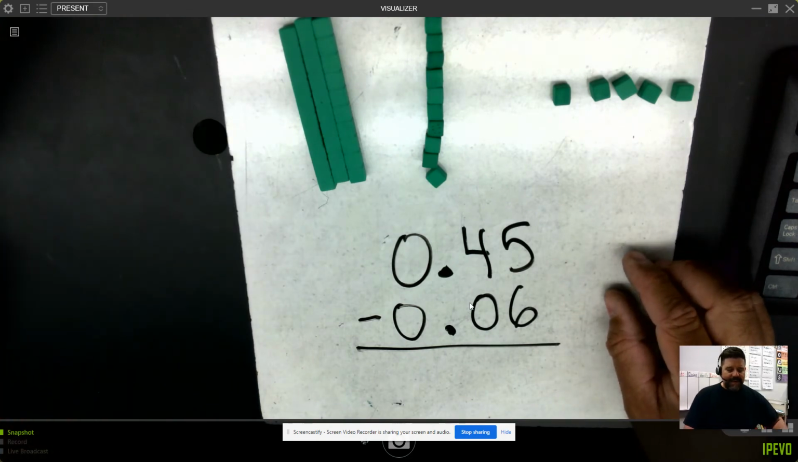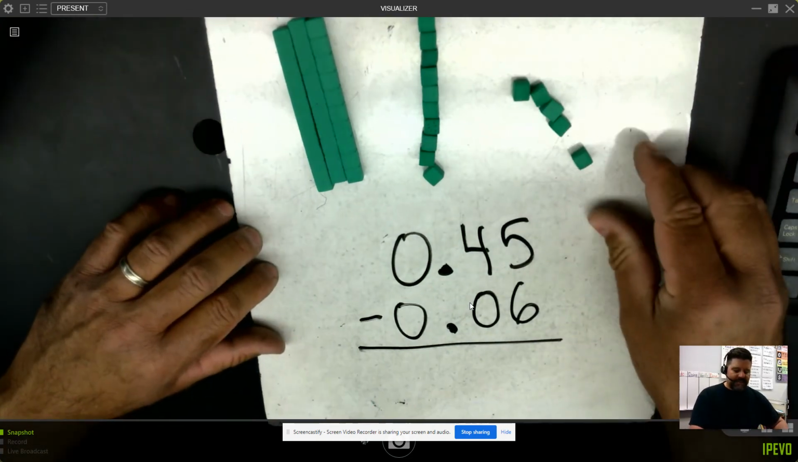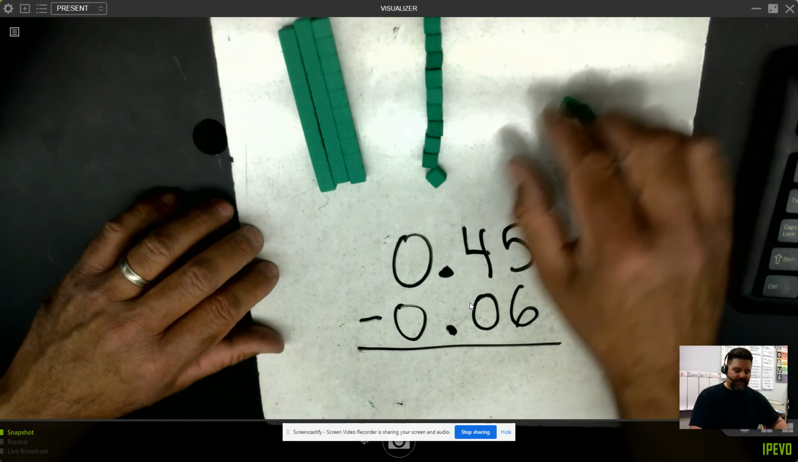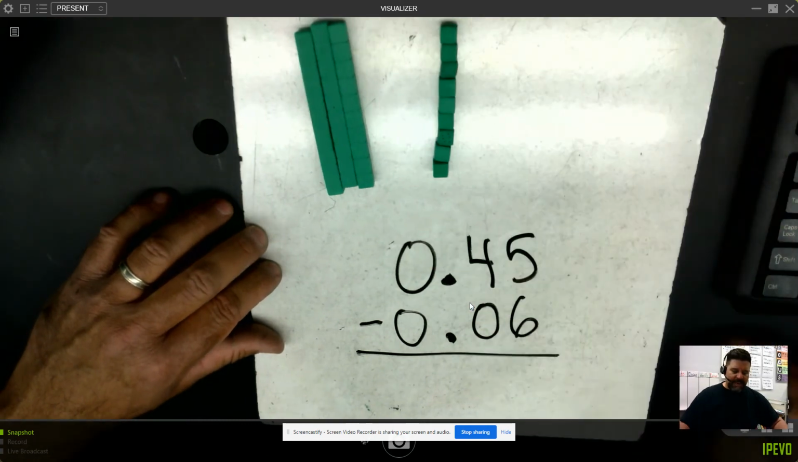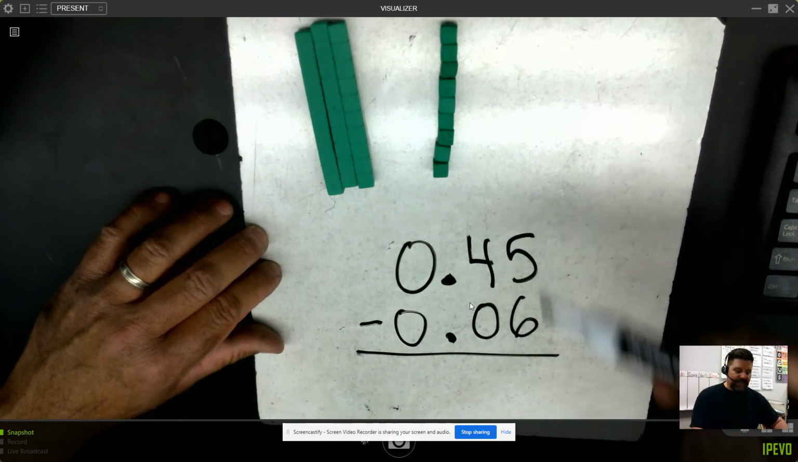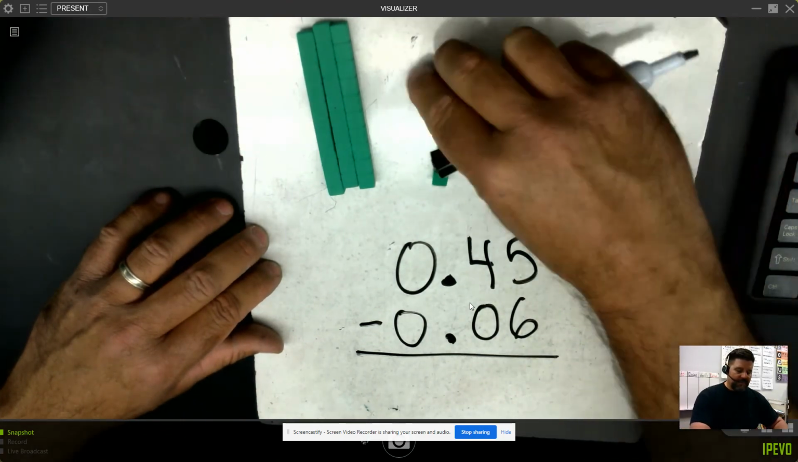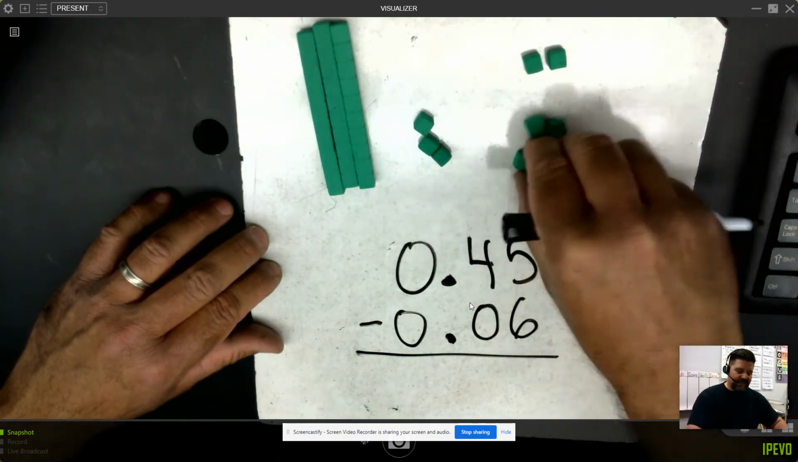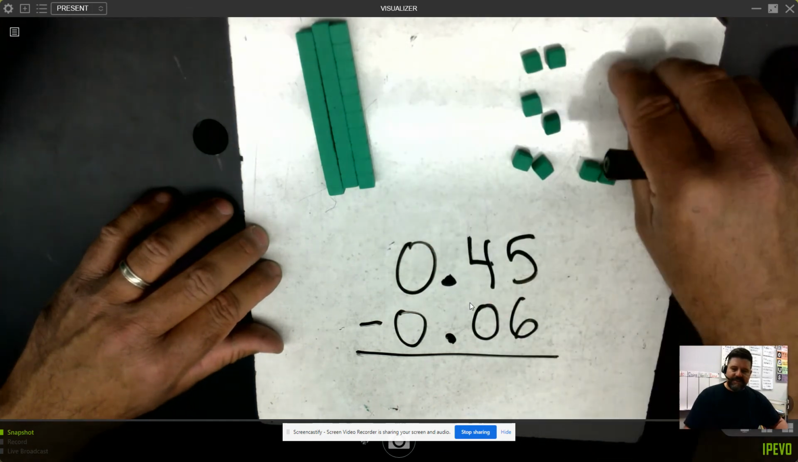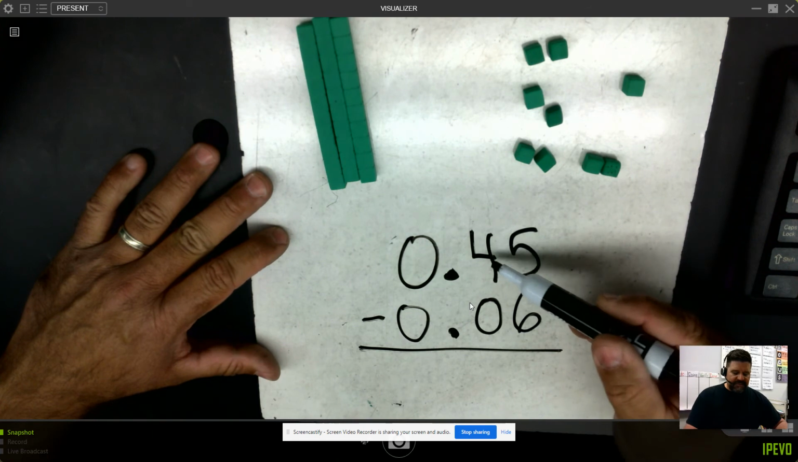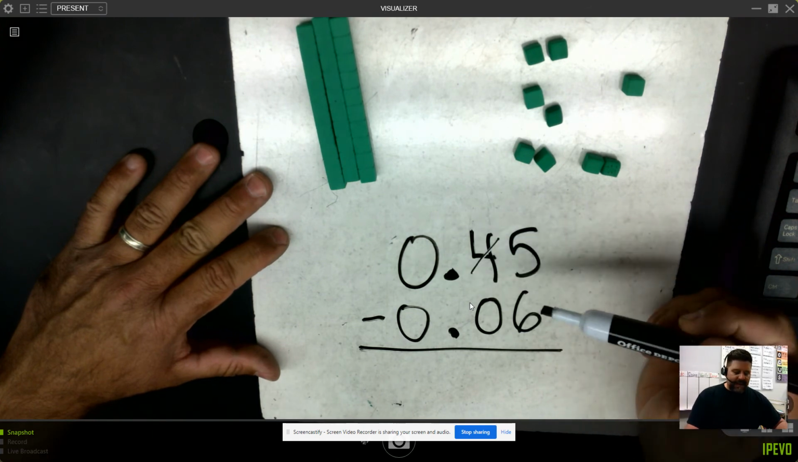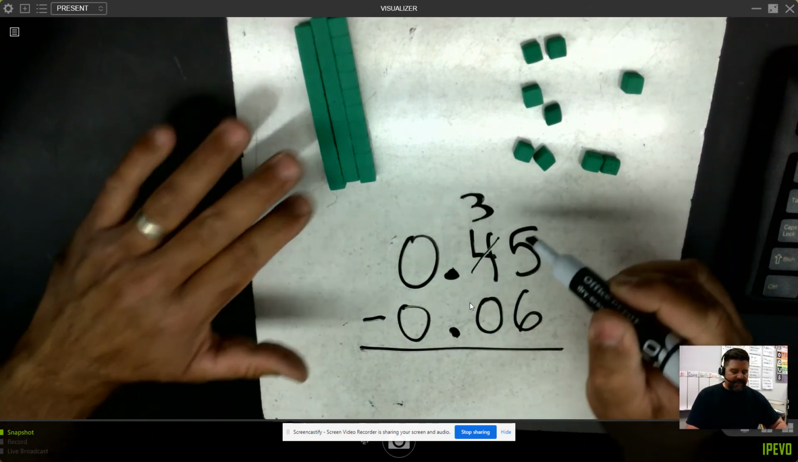And now I can go ahead and take away my 6 hundredths, 2, 4, 5, and 6 hundredths. If I take them away, I'm left with 2, 4, 6, 8, 9 hundredths. The traditional algorithm would make it look like this. 4 tenths has been regrouped. I have 3 tenths remaining.